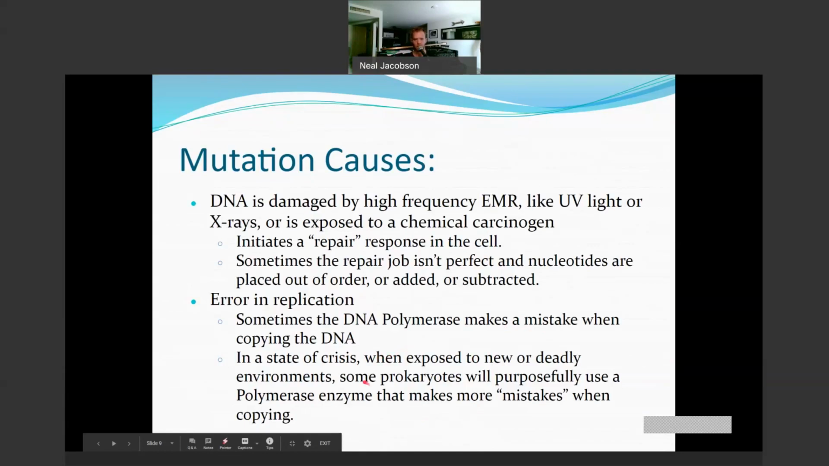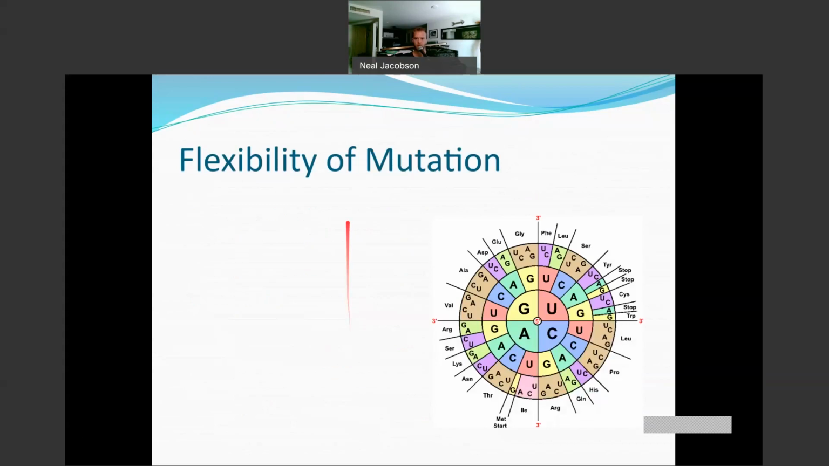And then let's talk about the flexibility of mutation. Where the mutation happens in a codon has a lot to do with the overall effect of that mutation. So as we know, a codon has three positions. It's got one position, that's the one in the middle, two position, that's the one in the center, and then three position, that's the outermost concentric circle.